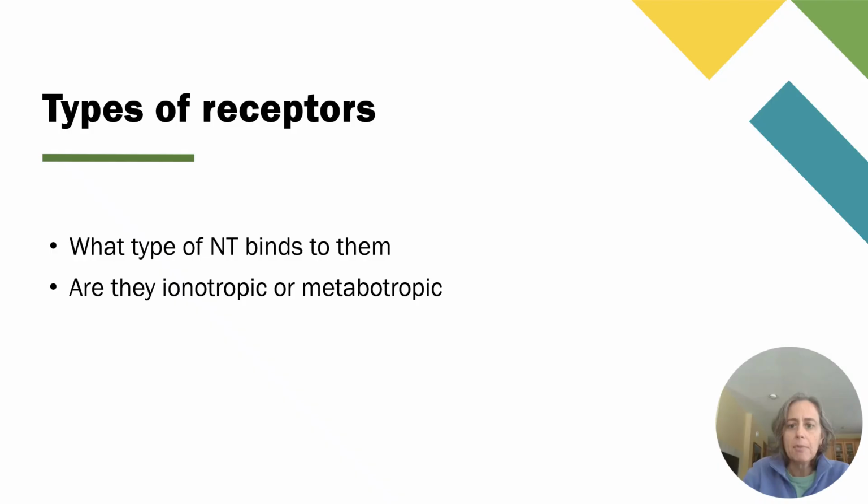When we're talking about types of receptors, we care about what type of neurotransmitter they bind to. Is it dopamine? Is it serotonin? Is it GABA? Is it glutamate? Whatever. And then they can be of two different classes. They can be ionotropic, and the key there is the word ion. Or they can be metabotropic, which is a really weird word. So let's take a look at those.